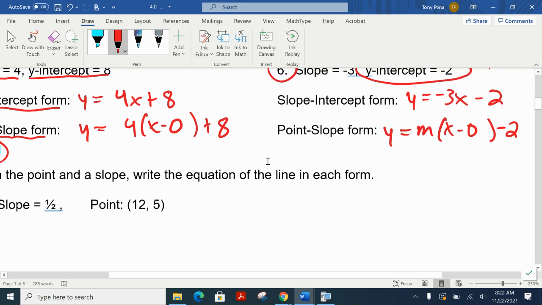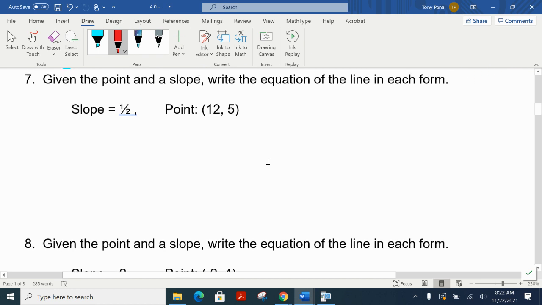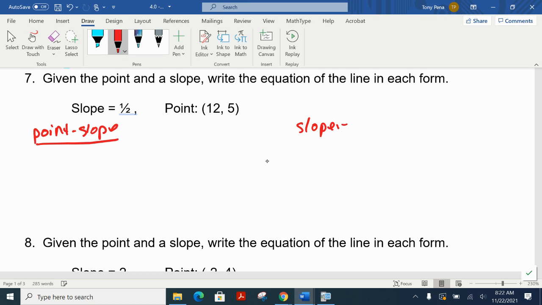All right, so now let's say we go to these guys. So now let's go to 7. It says, given a point and a slope, write the equation of the line in each form. So what I want you to do first, go ahead and write this first. So write point-slope on the left side where you got some room to work, and then write slope-intercept on the right-hand side because we need to do both.